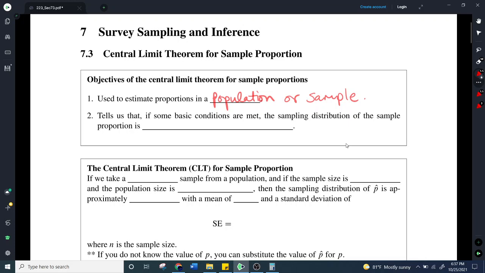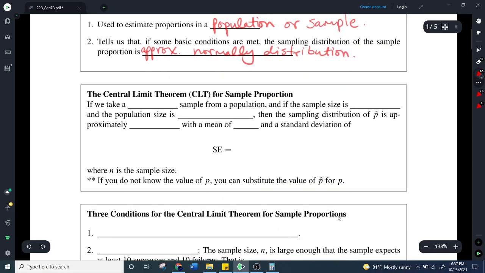It tells us that if some basic conditions are met, the sampling distribution for that sample proportion is going to be approximately normally distributed. So it's going to follow a normal distribution, which is going to help us to estimate some probabilities that we need. So what is the central limit theorem?